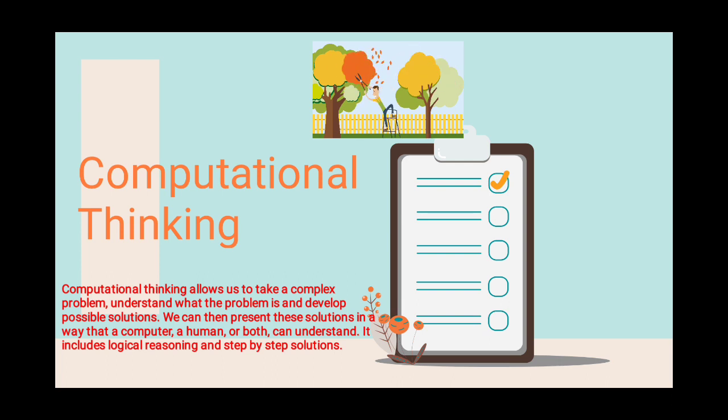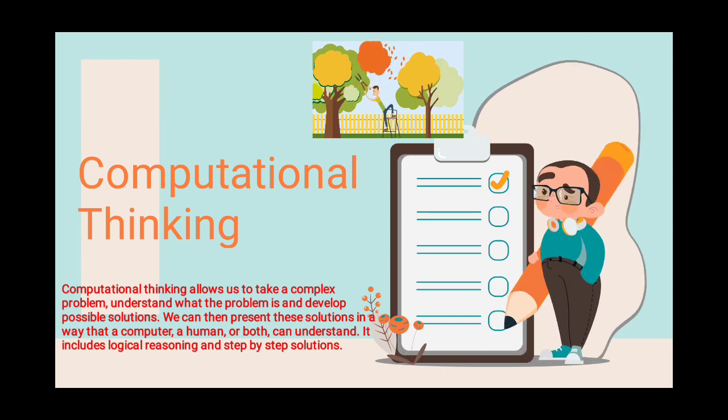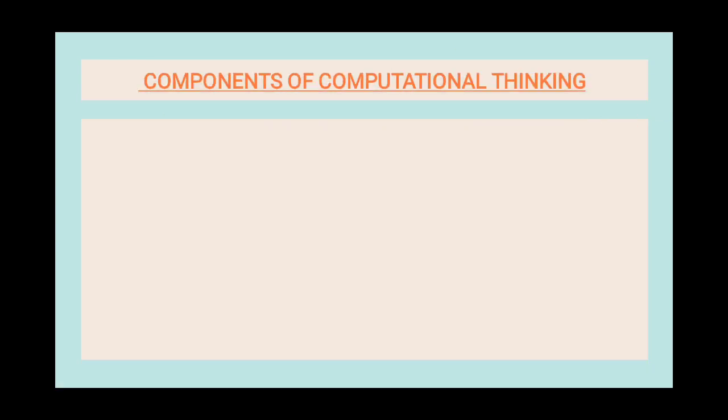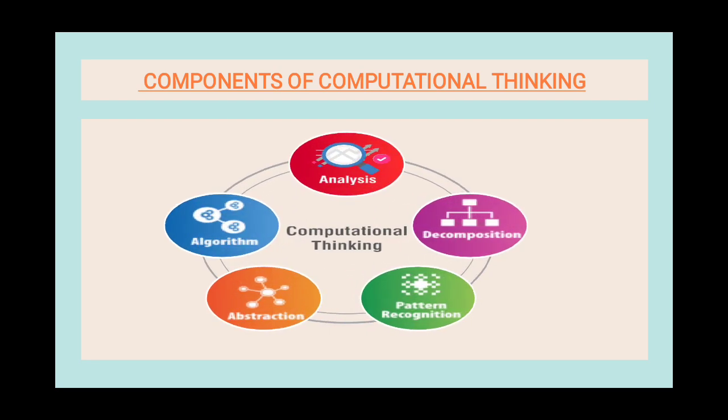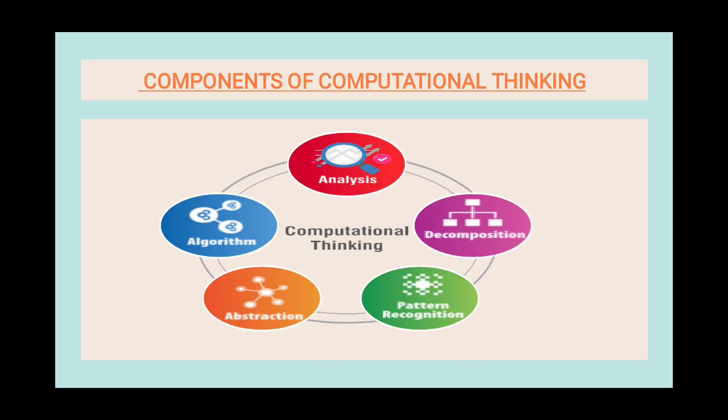Similarly, if we divide a big problem into many small problems, we can succeed. So, here is a boy Aryan. He subdivides his main task into many small tasks, accomplished first, second, third, and so on. So, next is components of computational thinking. There are mainly 5 components: analyzing, decomposition, pattern recognition, abstraction, and algorithm.